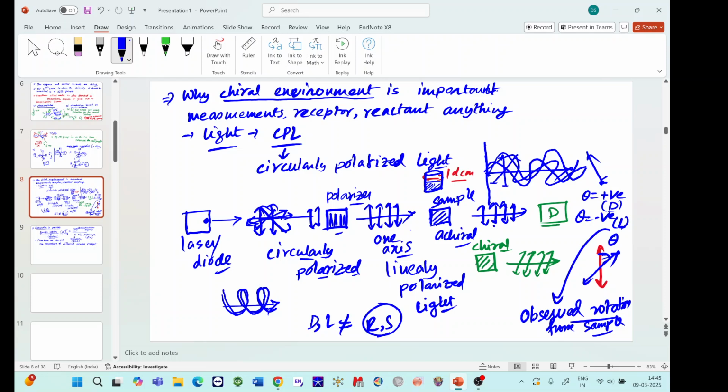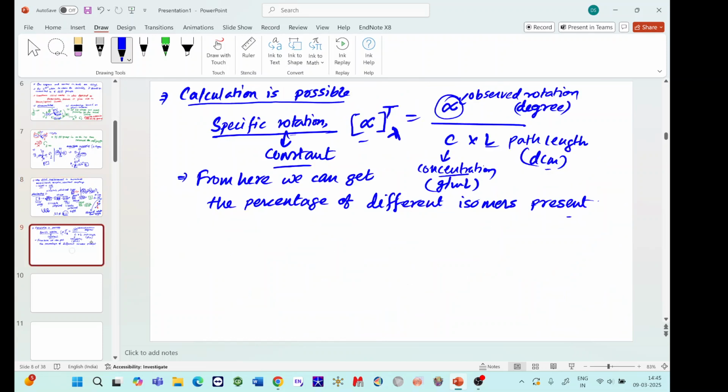So this measurement is called polarimetry. What is called polarimetry? We only get the value of the angle of deviation. So if it is positive, then it is dextro-rotatory. If it is negative, then that is L or levo-rotatory. But we cannot get any information about the exact configuration R or S.